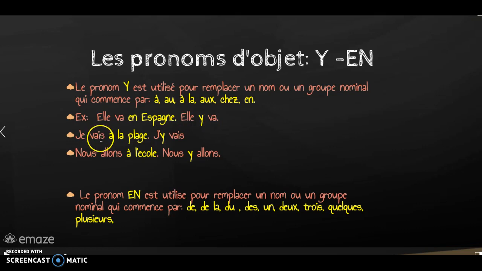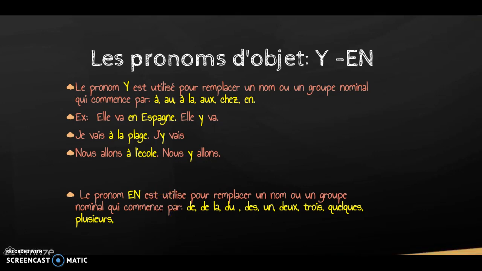In the second example, je vais à la plage, I go to the beach, and here's my keyword again, à. Alors, I'm going to replace à la plage by y, so it looks like this: j'y vais. In the last example, nous allons à l'école, and here's that keyword again, à, before école, à l'école, we go to school, and I replace that with y, so nous y allons. Notice that y, the pronoun y, is placed directly before the verb. In the first example, elle y va, in the second example, j'y vais, and in the third example, nous y allons. So it goes right before the verb.